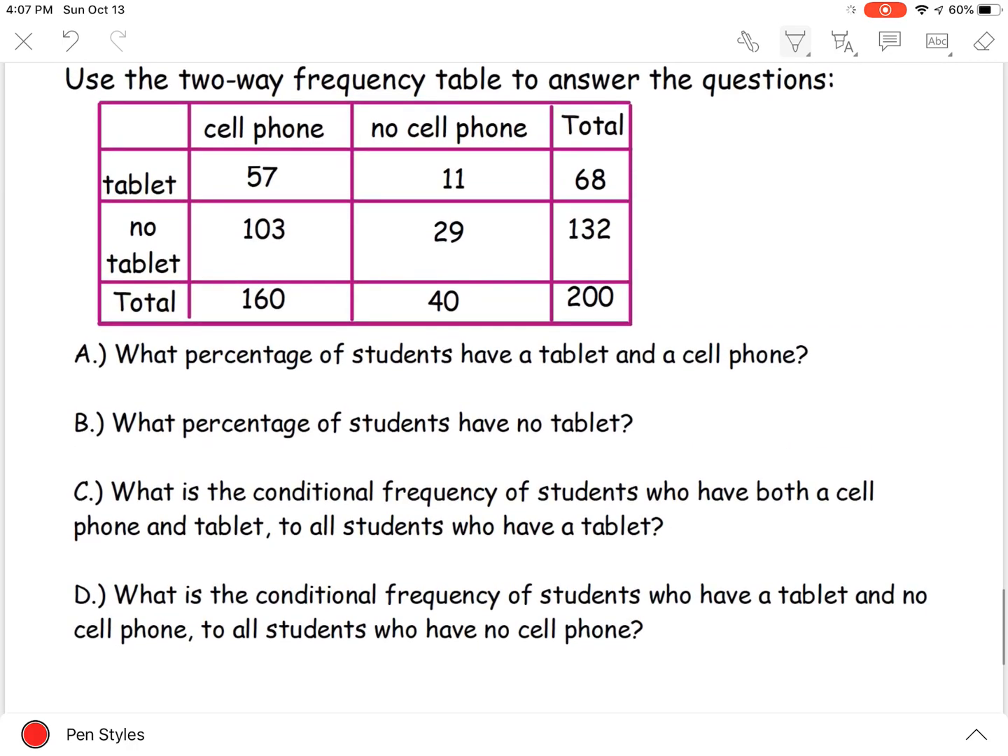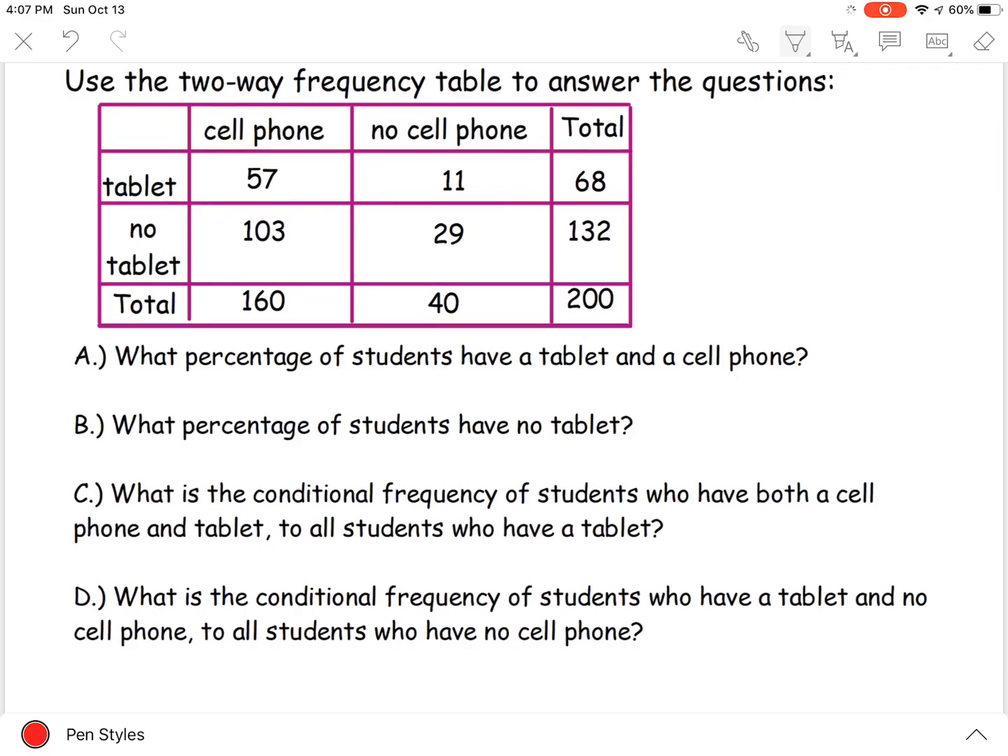We're going to look at one more problem. We're going to look at figuring out how to answer some questions based off of our two-way frequency table. So here's that same two-way frequency table we've been looking at, and here are some questions. So letter A, what percentage of students have a tablet and a cell phone? Well, we're talking about the total percent. 57 students have a tablet and a cell phone out of our total of 200 students.